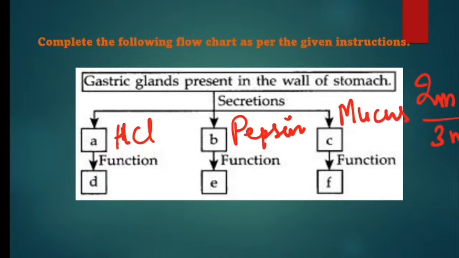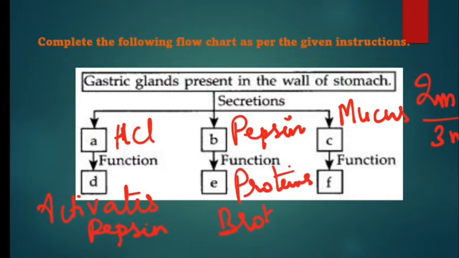Now, what is the function of HCl or hydrochloric acid? Hydrochloric acid helps in the digestion of the food, and also it activates the enzyme pepsin. Pepsin has to be activated so that it helps to break down protein. So what is the function of pepsin? Pepsin breaks down the proteins.